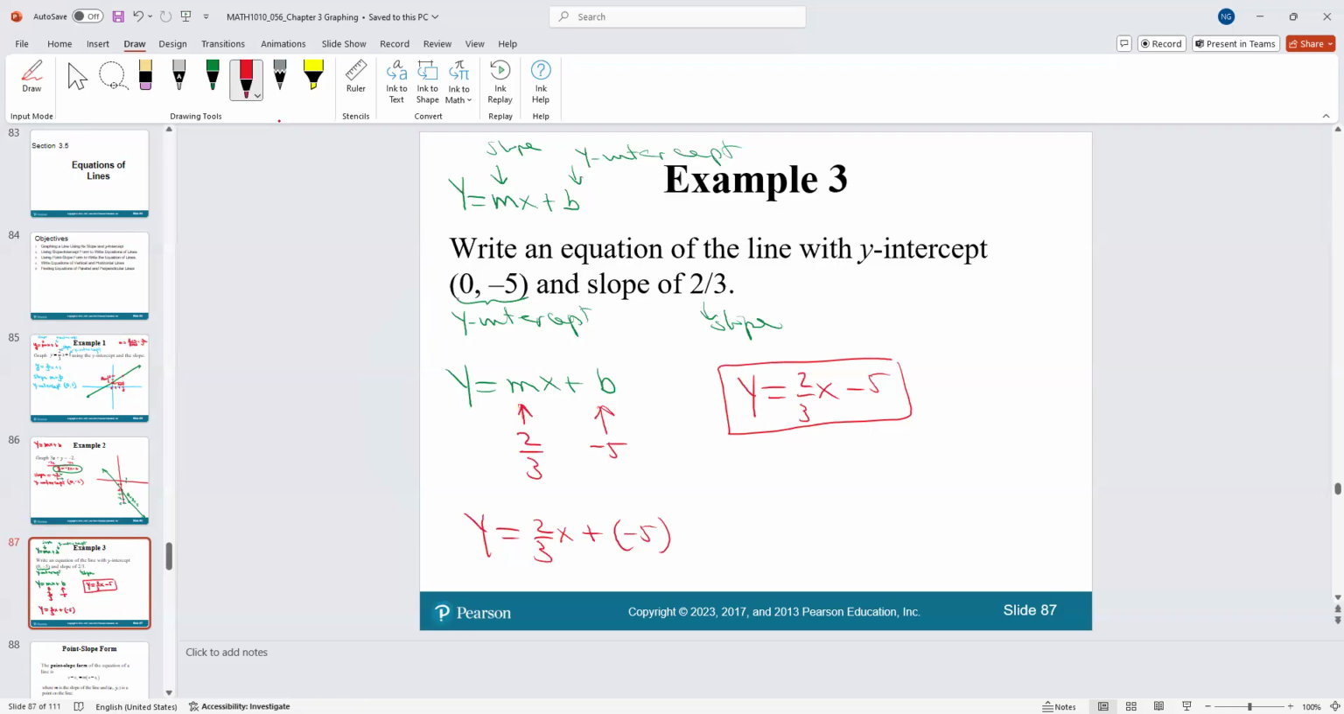So we write it in slope-intercept form. You could write it in standard form or the general form. That wouldn't matter for all of this. It wouldn't be any problem.